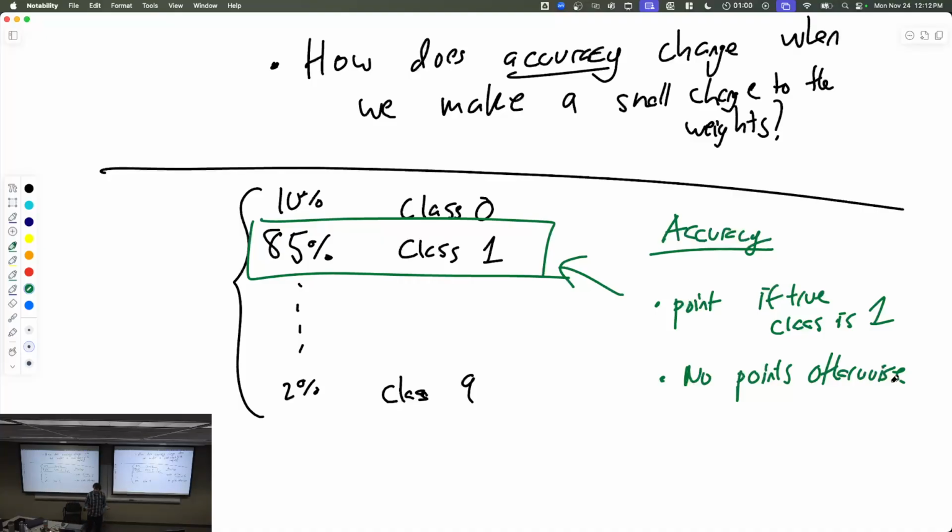Now let's change the weights by a little bit. Small changes. This goes up by plus 1%. This goes down by 1%. This one goes up by 0.5%. Some of these go down. We make a small change to the weights. The small change in the weights changes the logits. The small change in the logits changes the probabilities. We have changed all these probabilities. What happens to the accuracy? Well, what is the top class?